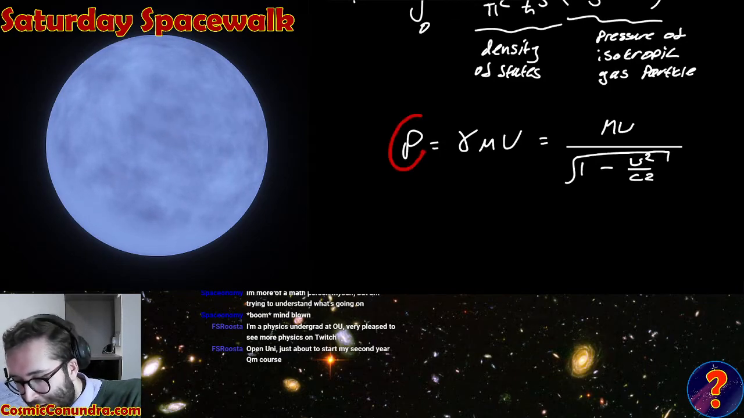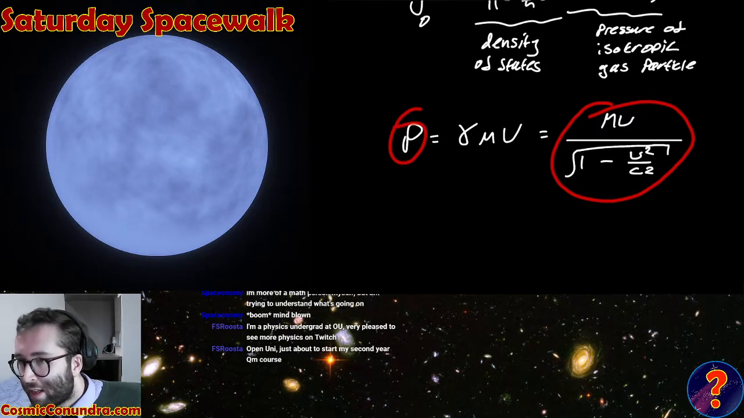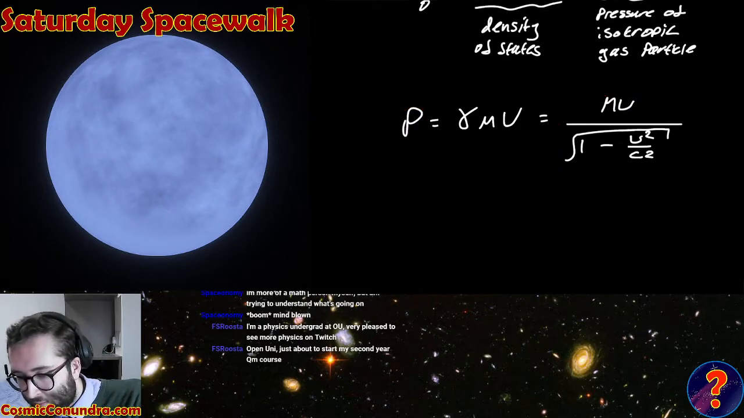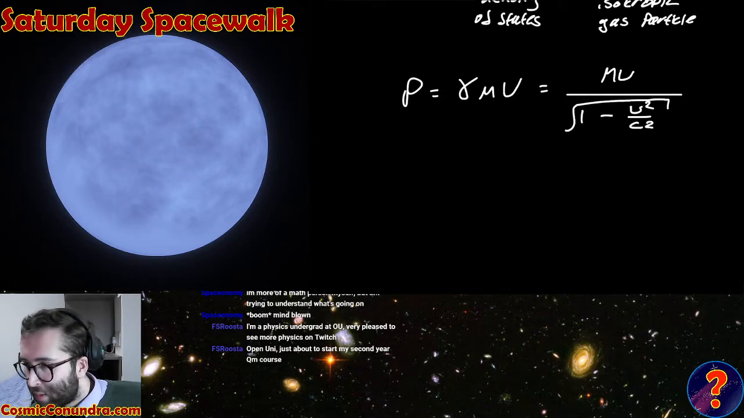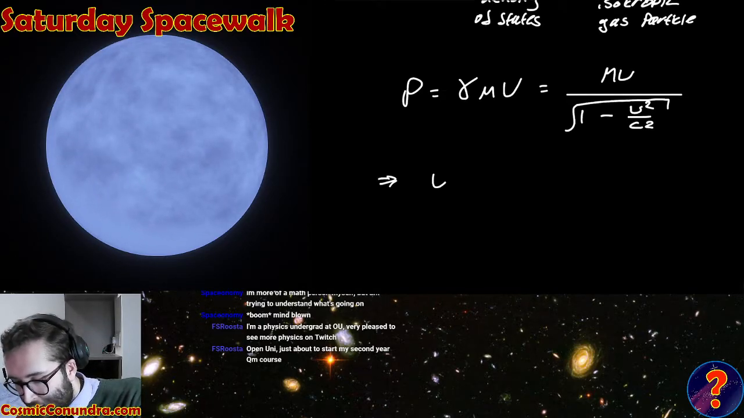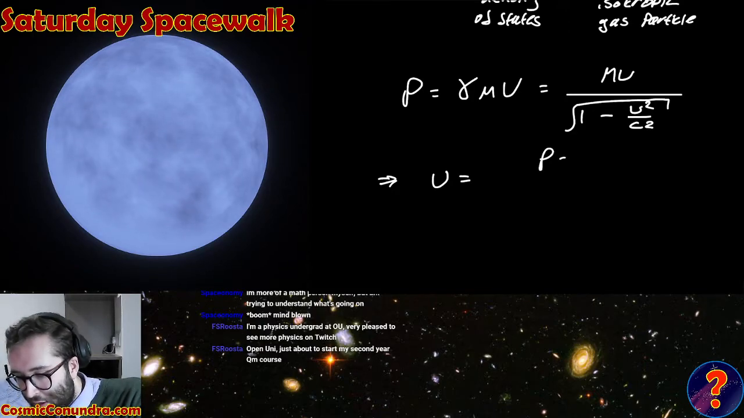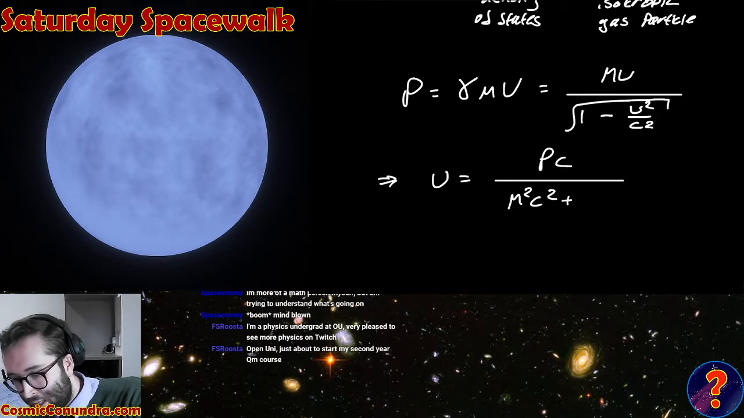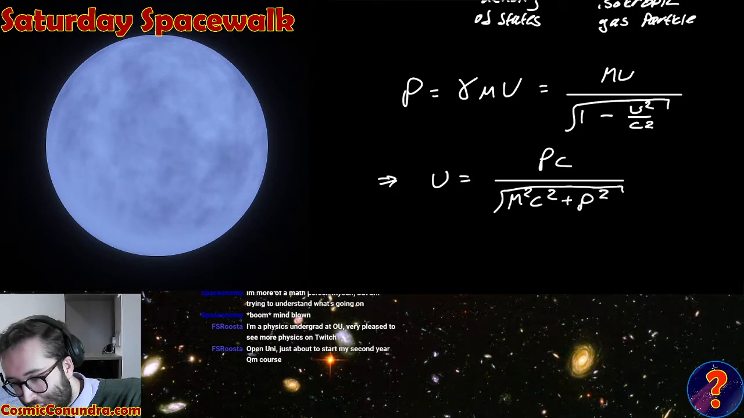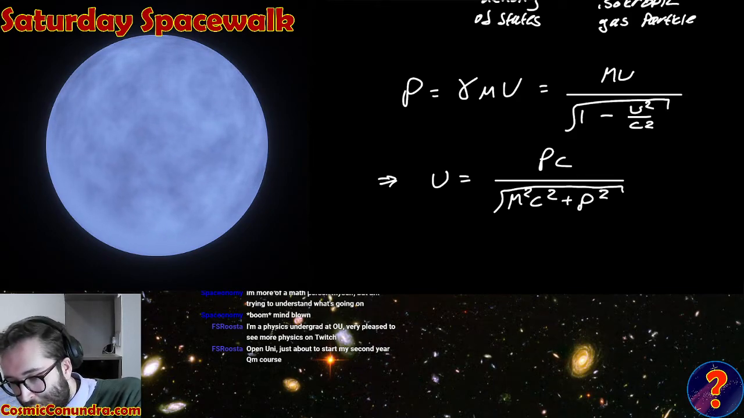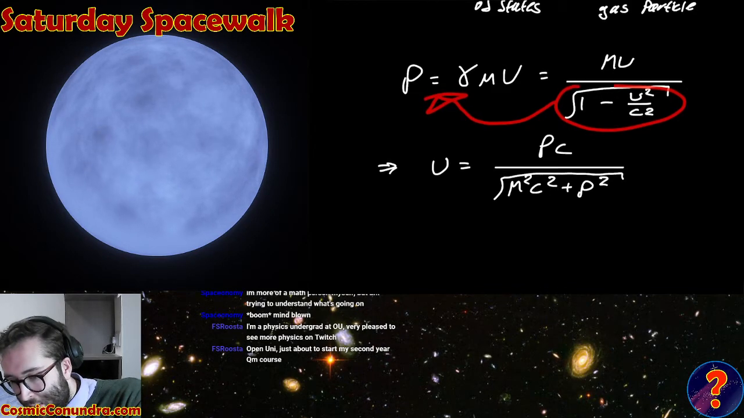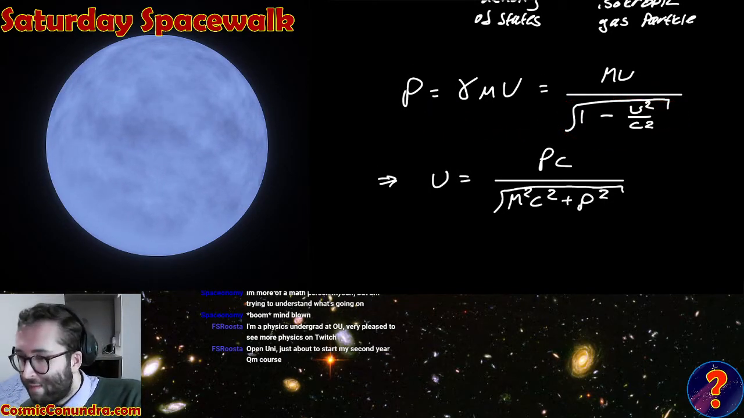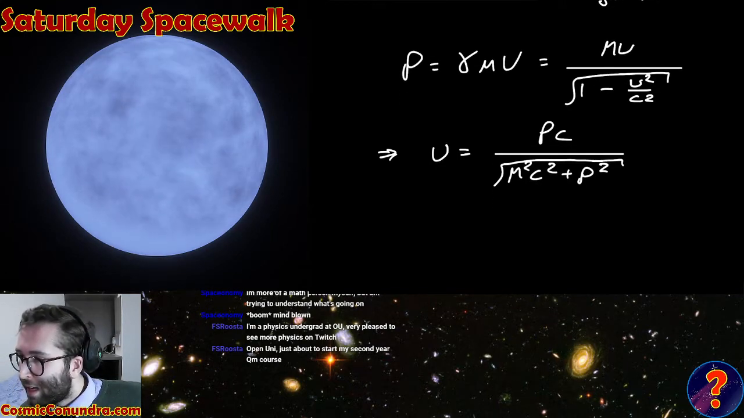So I have an expression now that relates p on one side to a complicated expression for v on the other side, and I can invert this. I'll spare you the algebra, but when you do it, you get the velocity is equal to pc over the square root of m squared c squared plus p squared, which you can check yourself. You'll just bring this over to this side, square both sides, rearrange for v squared, and then square root to get v. Okay, that gives us v.